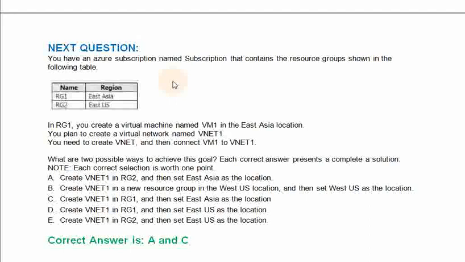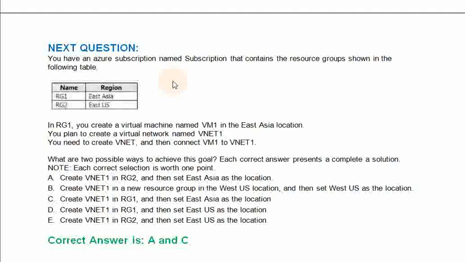You have an Azure subscription named subscription that contains the resource groups shown in the following table. In RG1, you create a virtual machine named VM1 in the East Asia location. You plan to create a virtual network named VNet1. You need to create VNet1 and then connect VM1 to VNet1. What are the two possible ways to achieve this goal? Each correct answer presents a complete solution. Note, each correct selection is worth 1 point.